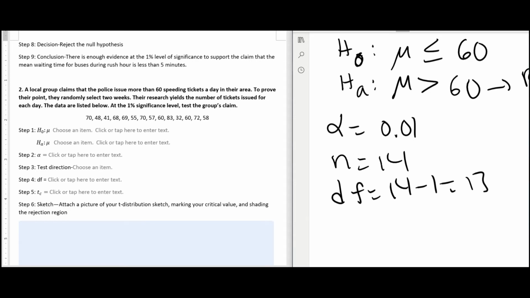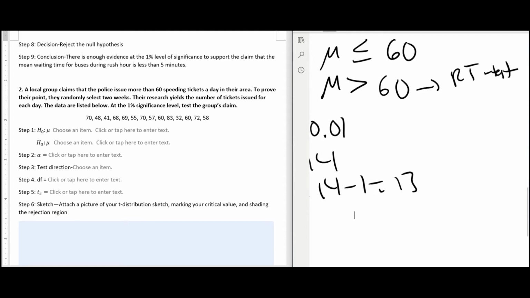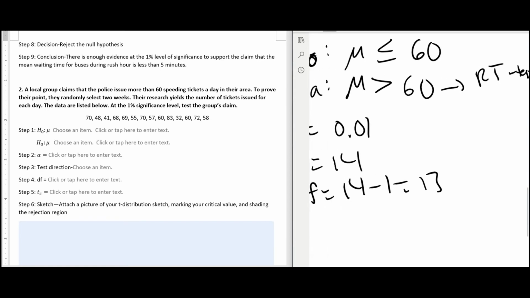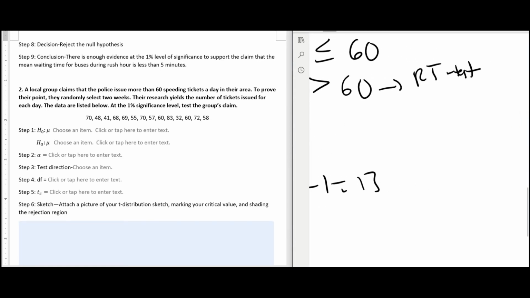All right, so we got the hypothesis statements. I'm not gonna type it in here. You know how to do it now based on the first problem. That's my alpha, my test direction, my DF. Now let's find our critical value. So 13, 0.01. And then because it is actually a right tail test, that means we're going to use a one tail, right? So 0.01, one tail, and then 13.